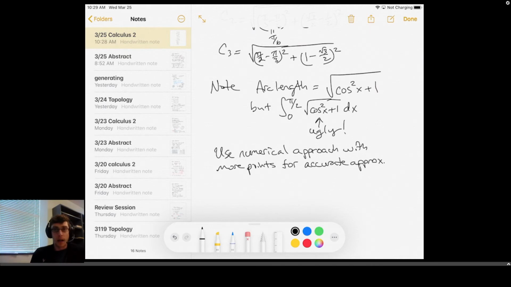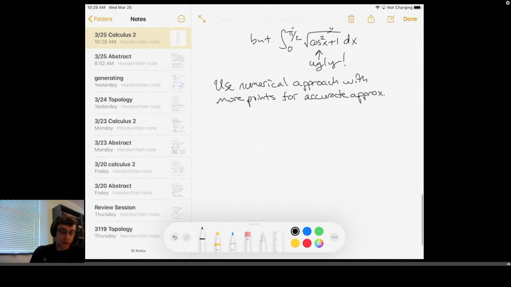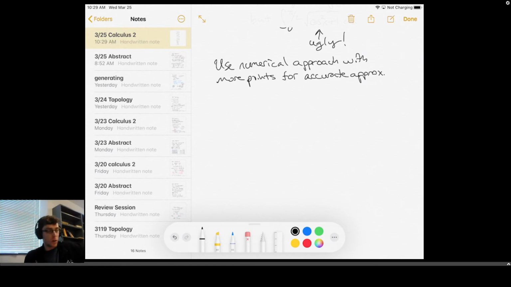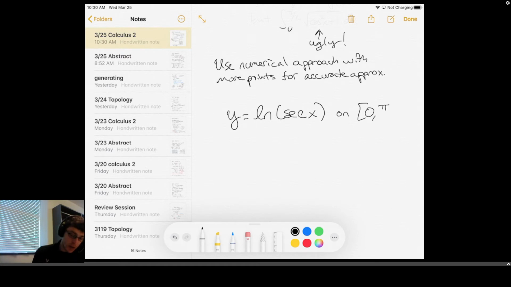Good. Okay, so let's do one where we can actually do it. So you have to come up with some functions that look kind of weird. So we have the natural log of secant of x, and we'll go in the interval 0 to pi over 4.